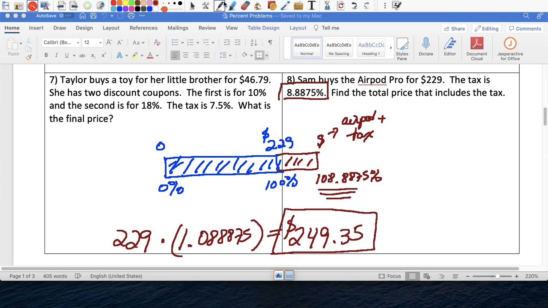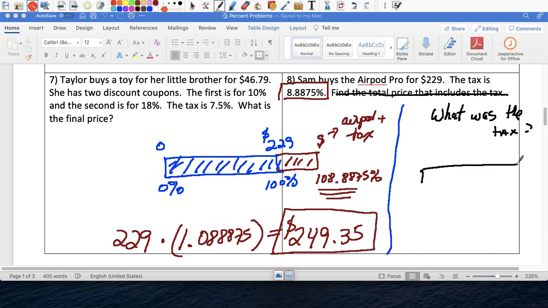Okay. Now, let me just add on to the question here. The question said, hey, what was the tax? So forget all that. It didn't say find the total price, it just says what was the tax. Well, let's draw this again. So again, here is my AirPod, 0%, 100%. Right, and 100% of the AirPod is $229. So if they said, hey, just tell me how much would the tax be? Well, the tax is this little chunk right here, right?